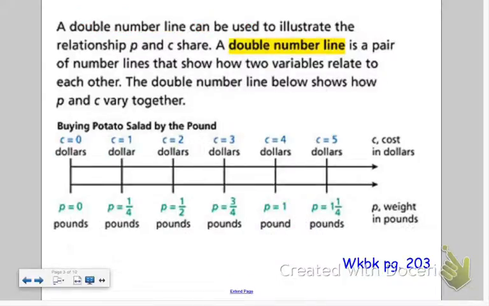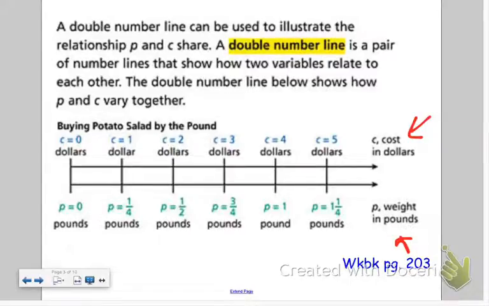A double number line can be used to illustrate the relationship P and C share. A double number line is a pair of number lines that show how two variables relate to each other. The double number line below shows how P and C vary together. So you can see it's just like two different number lines, one on top of the other. The one on the top is for C, the cost in dollars, and the one on the bottom is for P, the weight in pounds of your potato salad.